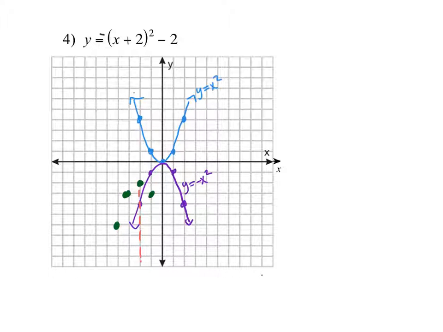And the same with, so I'm going to mark that point right here. The same, so 1, 2, 1, 2. And that's my graph in green.